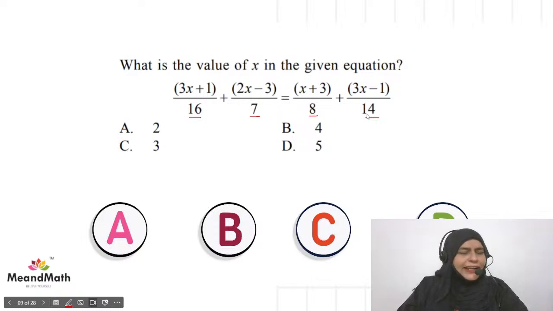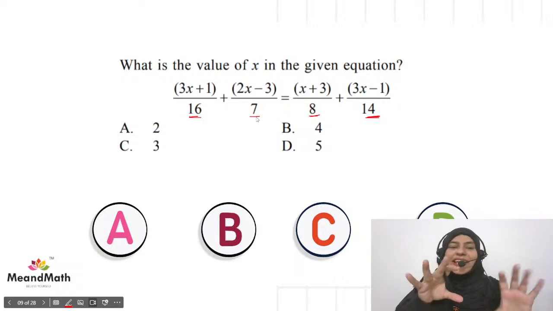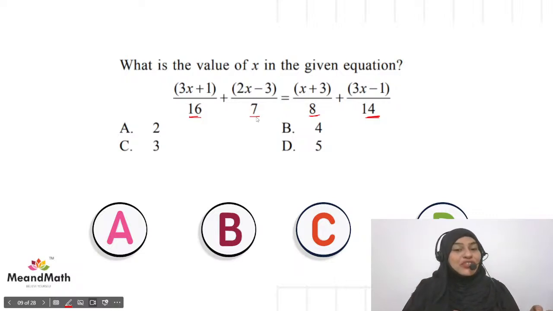But let me give you a hint here. When you start solving it, 16 is a multiple of 8 and 14 is a multiple of 7. So first of all, rearrange these terms, so that you will get the answer quickly. What does it mean? Rearranging.